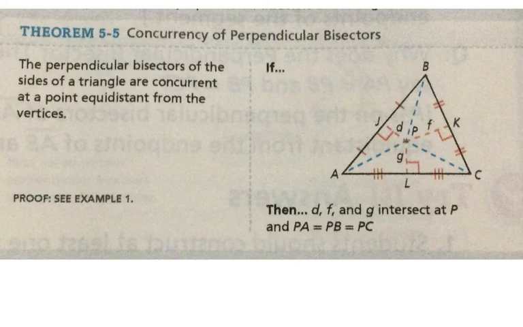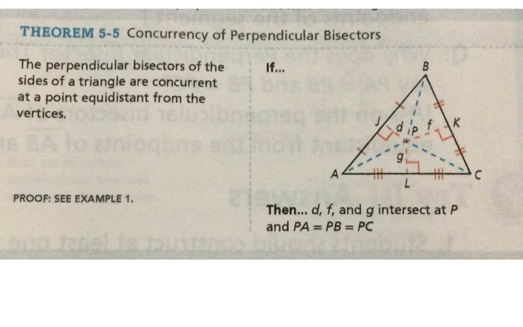That's the wrong word, not congruent. They're all concurrent at a point equidistant from the vertices. So where all these perpendicular bisectors meet at this point is equidistant from C, from A, and from B. So that means all of these blue dashed lines are equal to each other. Okay, that's what this is telling me, the concurrency of perpendicular bisectors.